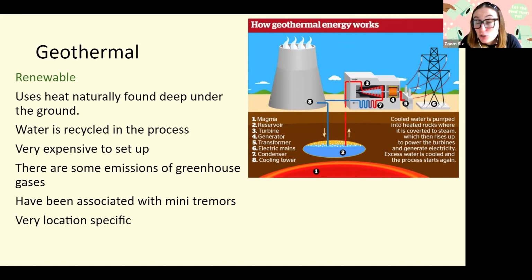And lastly, you can't put a geothermal plant everywhere. Normally, it's got to be at the boundary between two tectonic plates. So geothermal power in the UK, less useful, but it is really good in some parts of, for example, the US, where they are on a plate boundary. This is more geography, but it's still really important. So geothermal, really good, produces lots of energy, more reliable than other renewable fuels, but very expensive and very location specific. So you can't just set it up anywhere.